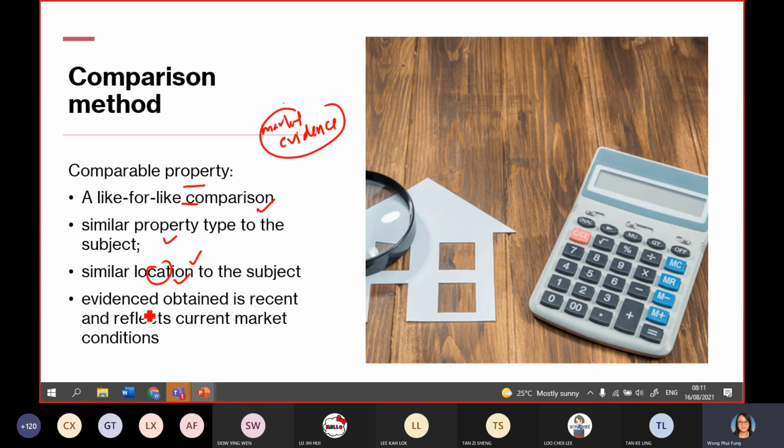Okay. Evidence obtained is to be reasonable and reflect the current market condition. So for this one, just as I mentioned, you have to find the current market evidence. You cannot compare prices from 10 years ago, then use it as your selling price or your construction cost. That is not right. So you should always find the latest recent market evidence to check what is the selling price that you are going to determine.